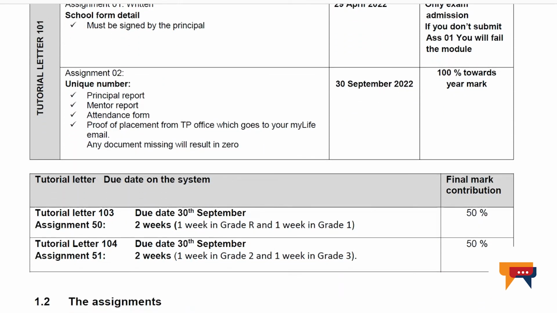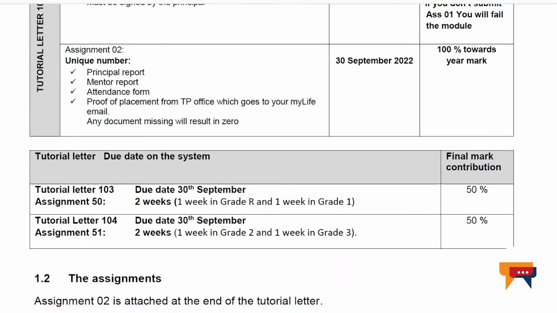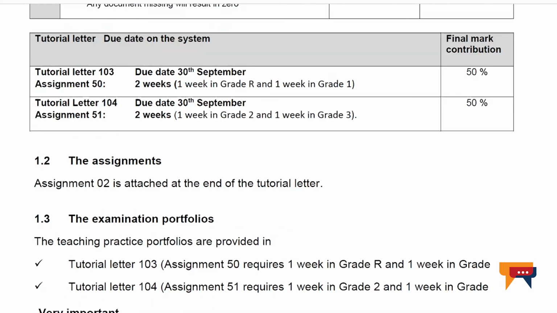However, my discussion today is regarding assignment 2. The closing date thereof is the 30th of September 2022. It comprises the principal's report, mentor report, attendance register, and proof of placement from the teaching practice, which goes to your MyLife email address. If any of these 4 documents is missing, it will result in a 0.